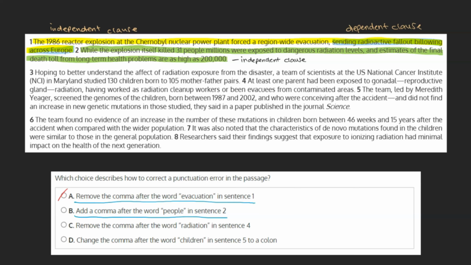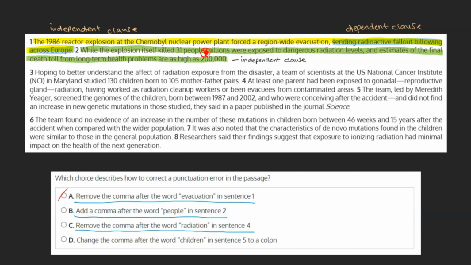The first half is a dependent clause. While the explosion itself killed 31 people is not a complete sentence. It merely enforces what we're going to be told in the next clause. As such, to add a comma after people would be correct, as we need to separate the dependent and independent clause for clarity. As this would be an appropriate correction to make, this is likely our final answer, but we can take a look at the other choices just to be sure.